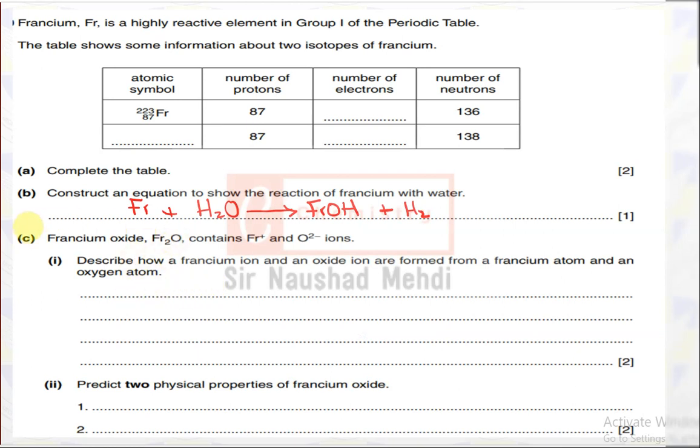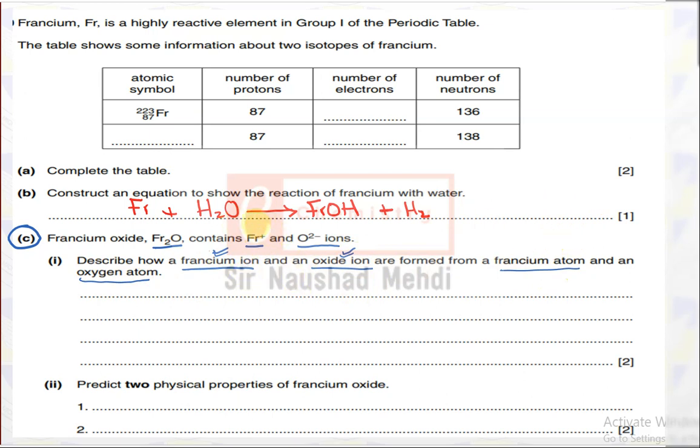The question is saying that francium oxide, Fr2O, contains Fr+ and O2- ions. Describe how a francium ion and an oxide ion are formed from a francium atom and an oxygen atom. So they are asking how this francium ion will be formed, and similarly how this oxide ion will be formed from their respective atoms.